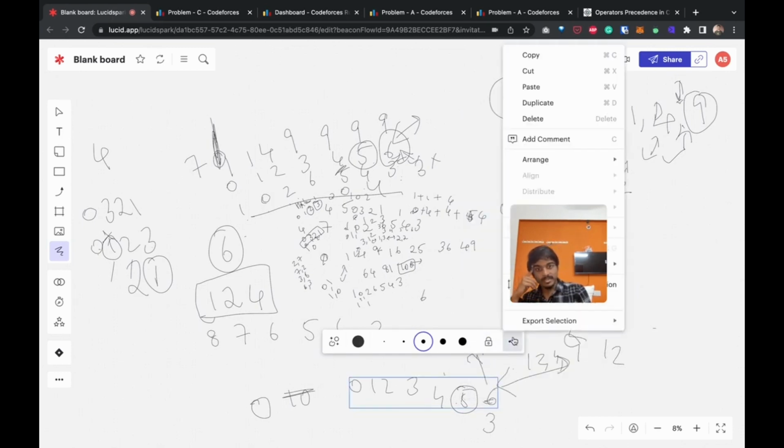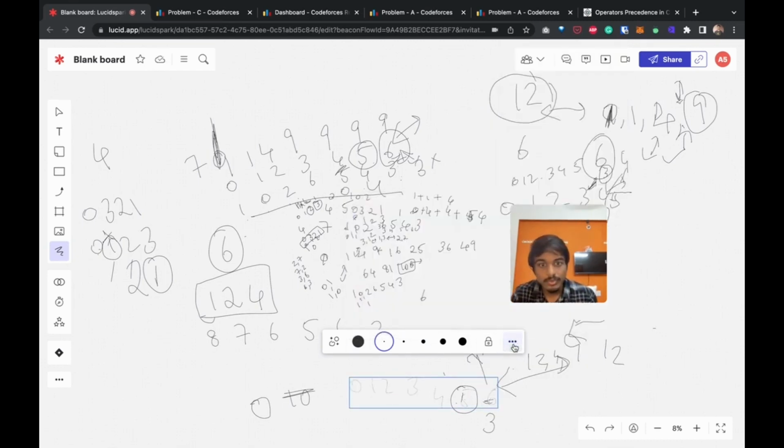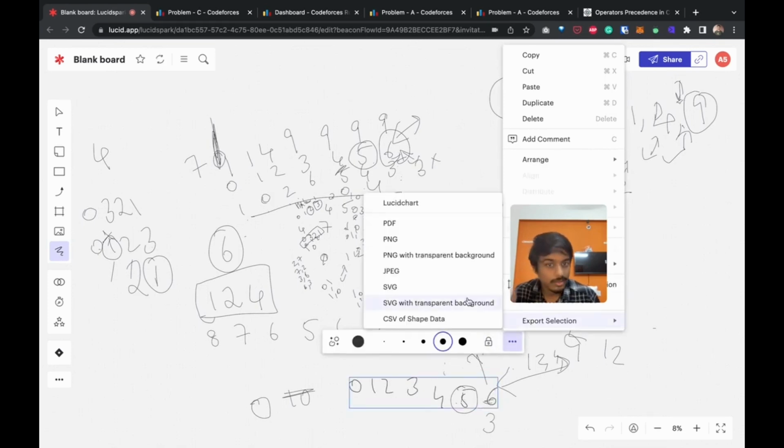5 says that, oh, just move. 5 says that I need a number to support 9. So it finds a number that is... okay.